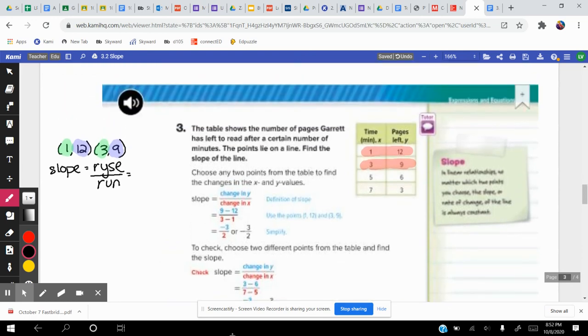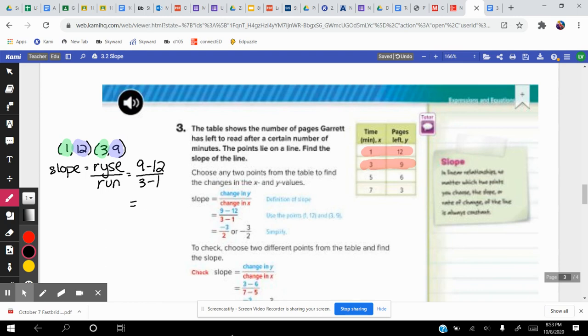I'm going to subtract my y values. 9 minus 12, divided by 3 minus 1. So I subtracted my x values in the denominator. Again, you want to subtract in the same order. If I go with my second y value minus my first y value, then I have to divide it by my second x value minus my first x value.